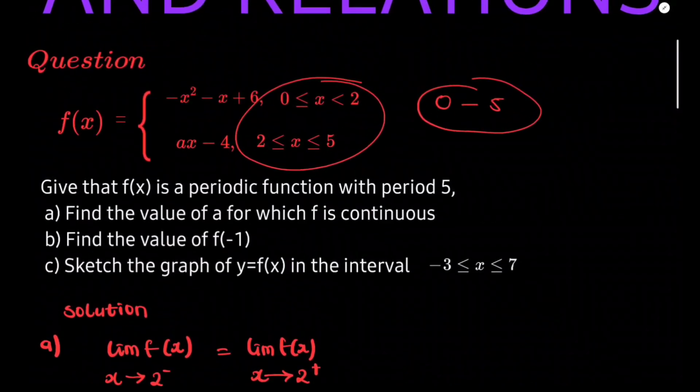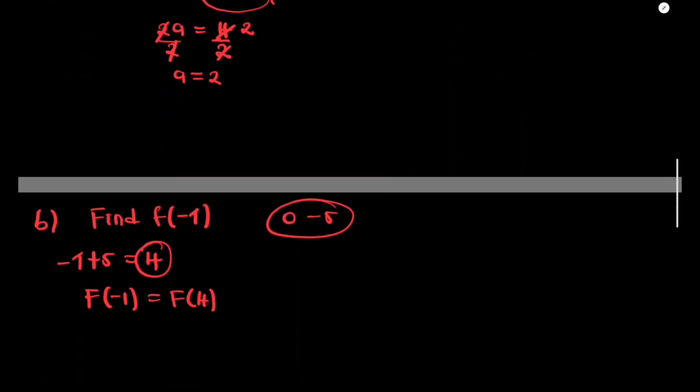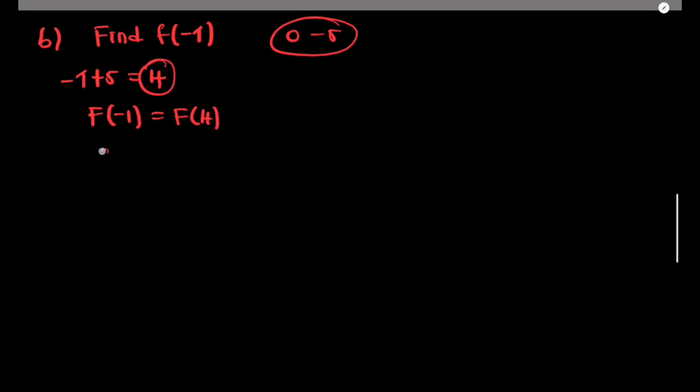So let's check here. Between these two, in which range is 4? Here x is less than 2, 4 is not less than 2, so it is not in this range. Here x is less than or equal to 5 and x is greater than or equal to 2. 4 is less than 5 and 4 is greater than 2, so we are going to use this case. So we are going to use f of x equal to ax minus 4.